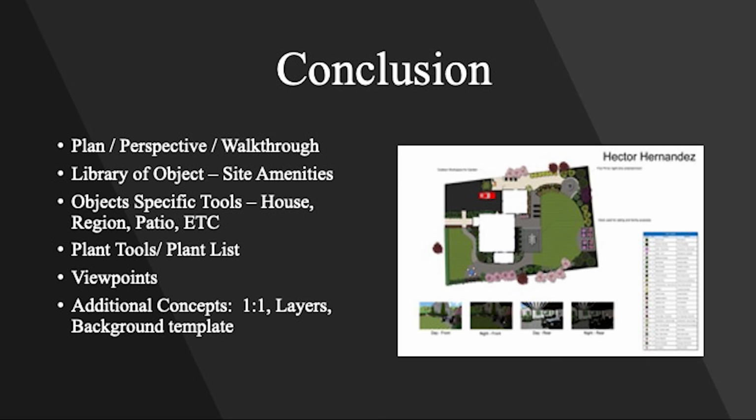In conclusion, Real-Time contains three tabs in order to see a plan view, which is 2D, a perspective view, and a walkthrough, which is a real 3D simulation. The library of objects allowed us to import furniture, cars, light features, and many more to give the design a real-like feeling. The object-specific tools allowed us to create a precise representation of the design, such as the house, driveway, paths, and much more. The plant tools and plant list allowed us to insert industry plants into the design.